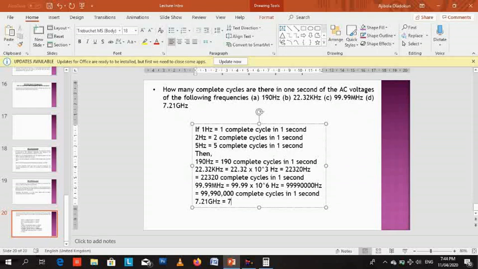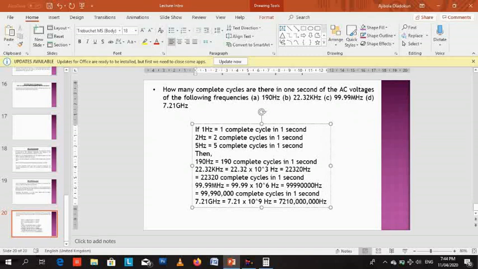So it goes to 7.21 gigahertz. Giga is 10 raised to the power 9 hertz. So that's 7.21 times 10 raised to the power 9 hertz. So you move the dot to the right 9 times. 2 and 1 take care of 2 out of the 9, so it remains 7 zeros. So 7 zeros, that's 7 billion. That's crazy. Oh, sorry, 7.2 rather. So it is 7,210,000,000 complete cycles in 1 second.